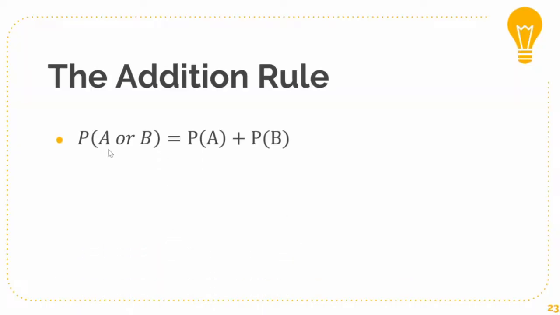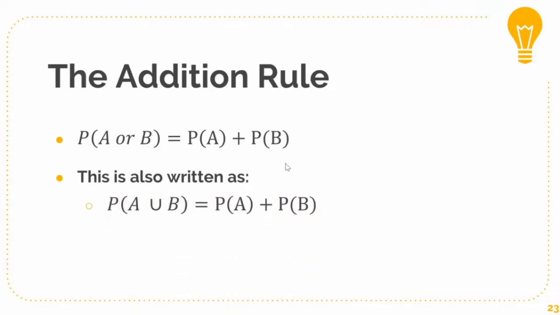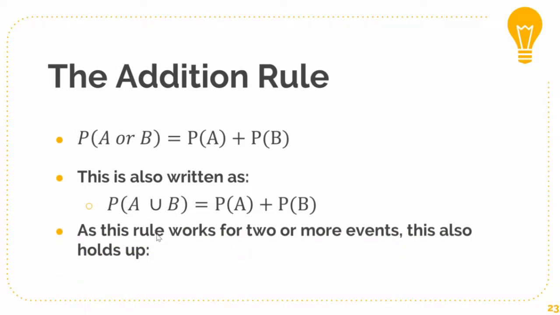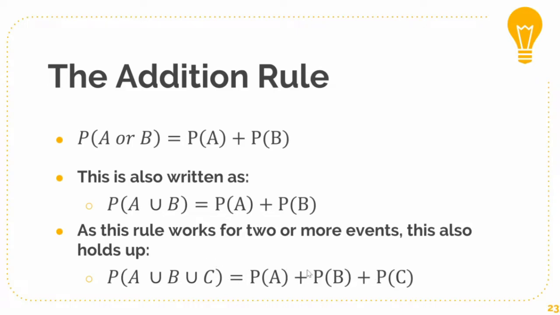So here it is mathematically defined. Probability of A or B is equal to probability of A plus probability of B. This is also written as this, A union B. As this rule works for 2 or more events, this also holds up here. As you can see, mathematically we expand it to this.